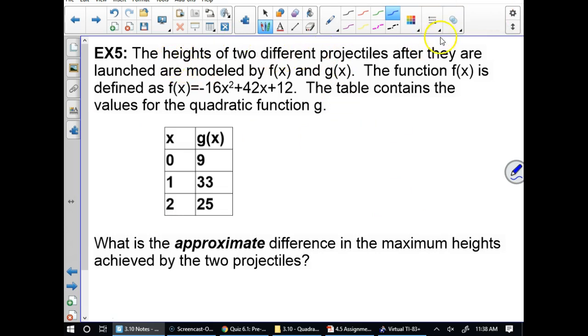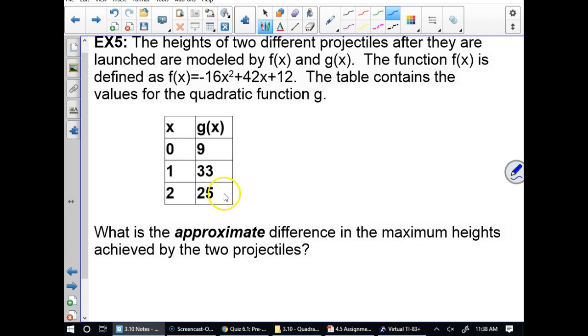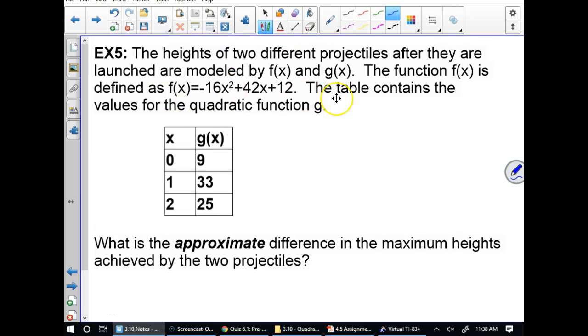So the heights of two different projectiles after they are launched are modeled by f of x and g of x. The function f of x is defined by this equation. The table contains the values for a quadratic function g. What is the approximate difference in the maximum heights achieved by the two projectiles? So we've got one projectile that for some reason we know the equation for. We have another one that we don't know the equation for, but we know some of the values for. Okay? So we want to know the difference between their maximum height.